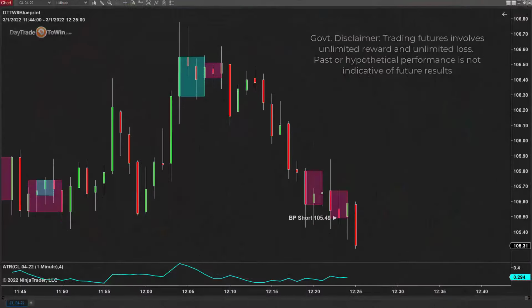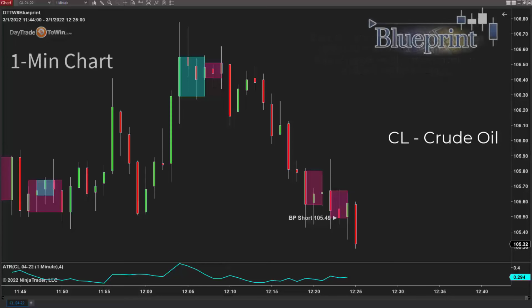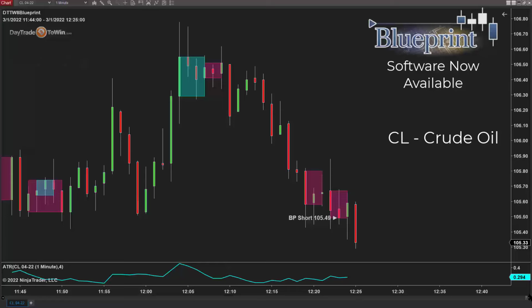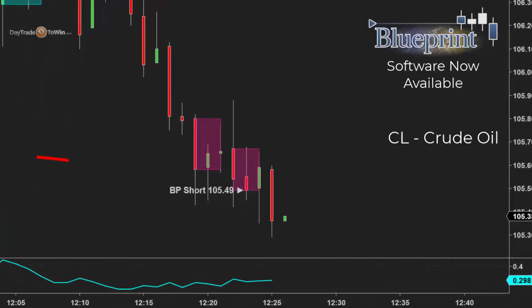Welcome back, everyone. I'm showing you currently on the crude oil a great selling opportunity. This is the Blueprint software. Now, the Blueprint software is something relatively new. We've taught the Blueprint method in the mentorship program, but now I'm offering it separately as a standalone system. The Blueprint is giving us a short on the crude oil April contract at 105.49 to go short.